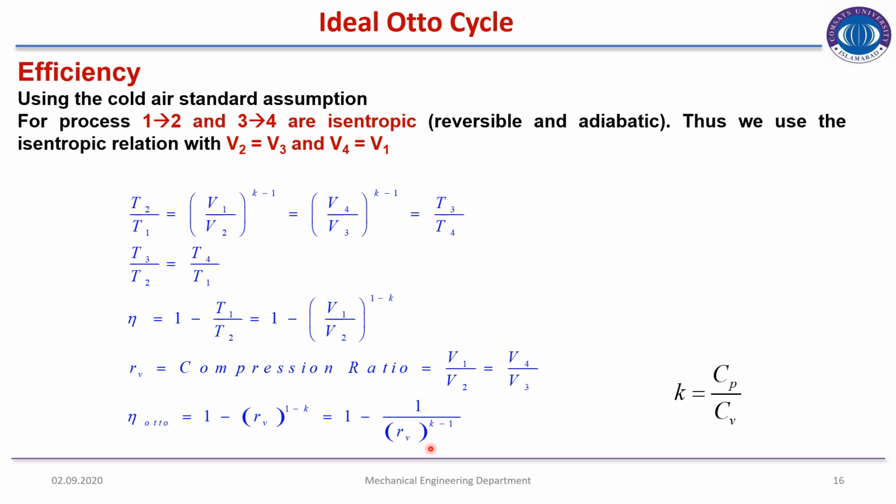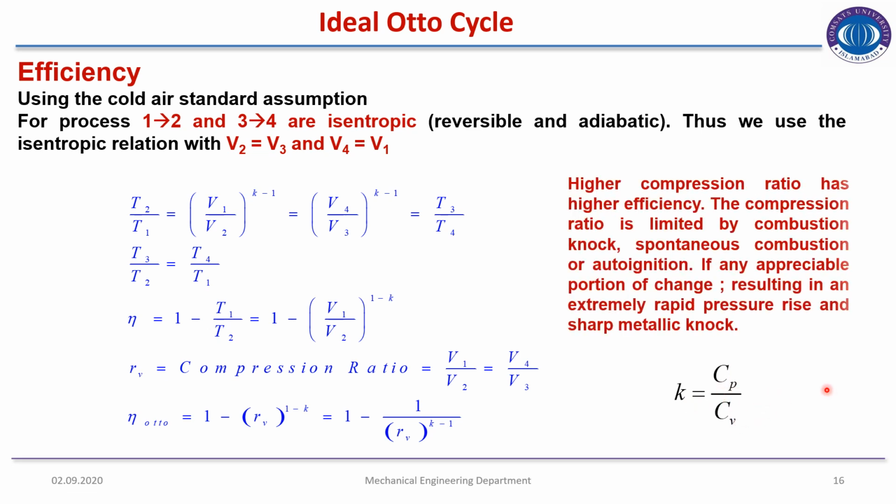If we take the compression ratio in the denominator, it is equal to 1 minus 1 over RV power K minus 1. So this is the efficiency of the ideal Otto cycle. So that you do not get confused, I have written K is equal to Cp over Cv, and that is equal to gamma, the adiabatic index.